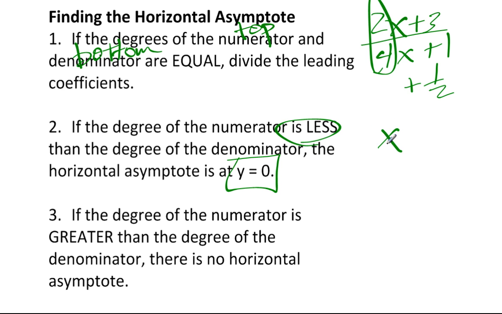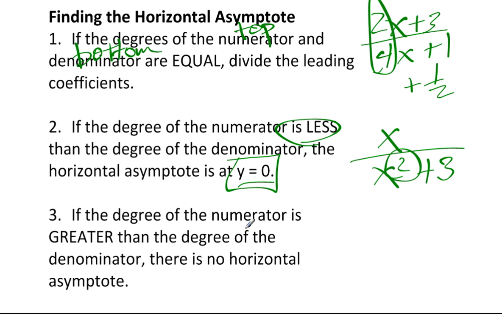So if we've got x on top and x squared plus 3 on the bottom, our degree on the bottom is bigger, so that means we are just going to write y equals 0. The reasoning for that, I'm sure you don't care, so I won't even bother with it.